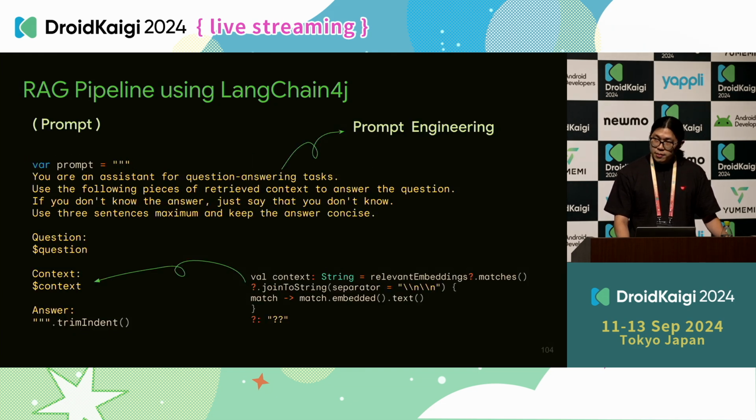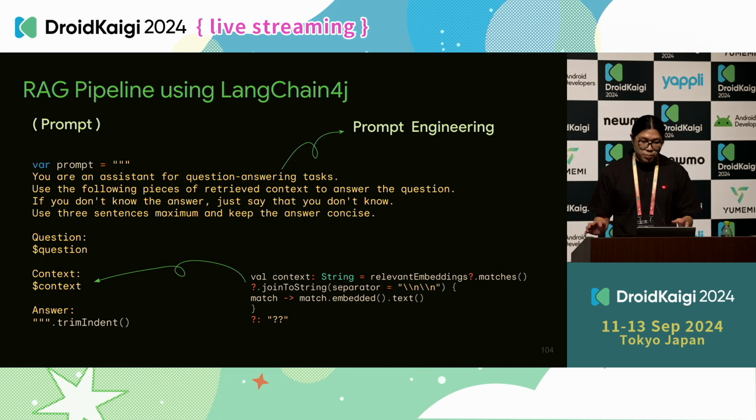Next is the prompt step. This is a part of prompt engineering, which should be improved based on feedback. We combine the retrieved result as the context with the user question in the prompt.